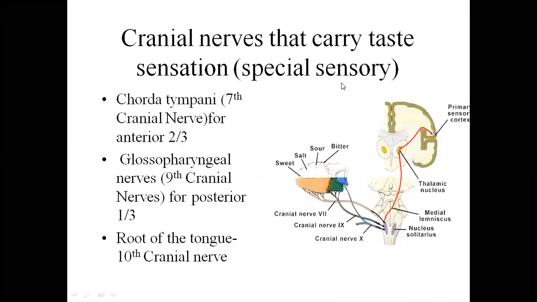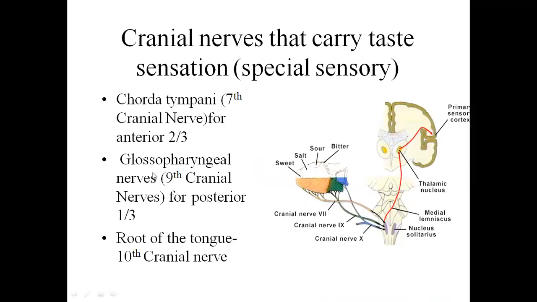The cranial nerves that carry taste sensation: the chorda tympani, which we studied in gross, is a branch of the seventh cranial nerve for the anterior two-thirds; the glossopharyngeal nerve, the ninth cranial nerve, for the posterior one-third. For the root of the tongue, special sensory sensations are carried by the tenth cranial nerve, the vagus.